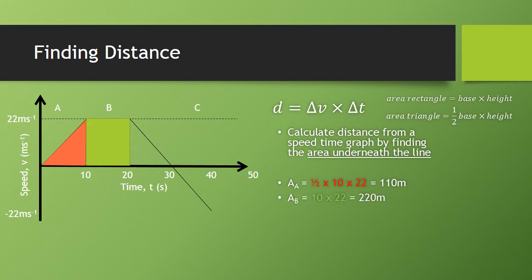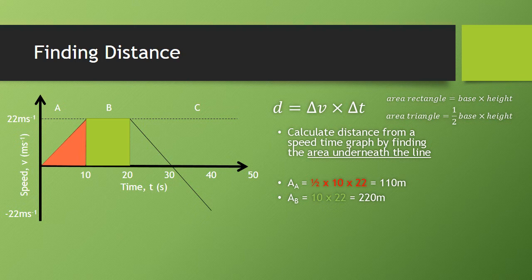Section B is a rectangle, so I'm going to use my rectangle formula, base times height. In this case, 10 seconds along the base. Note I'm not using 20 here, because the base is from 10 to 20, therefore it's 10 along the base. And my height is 22 meters per second. Multiply those together, 220 meters.